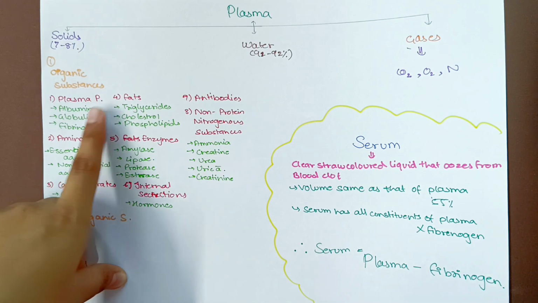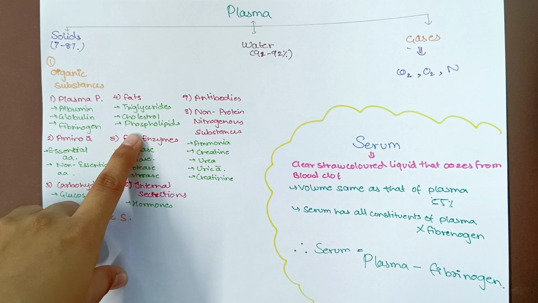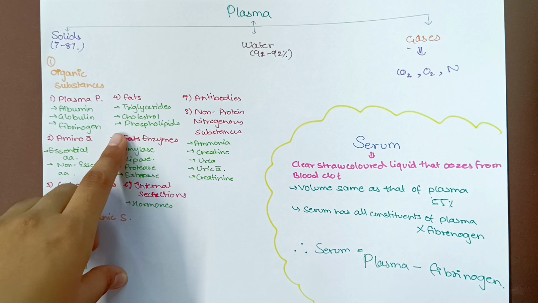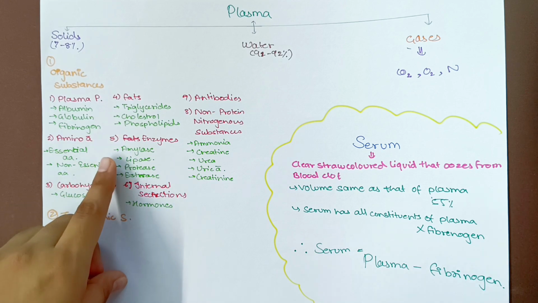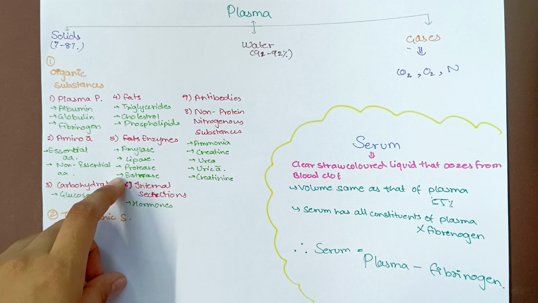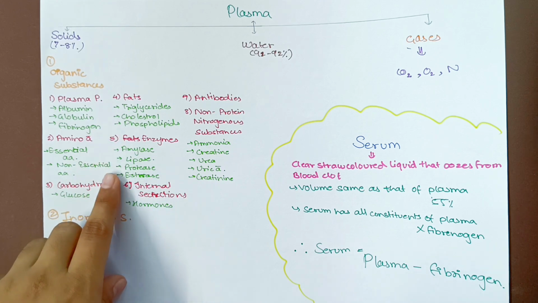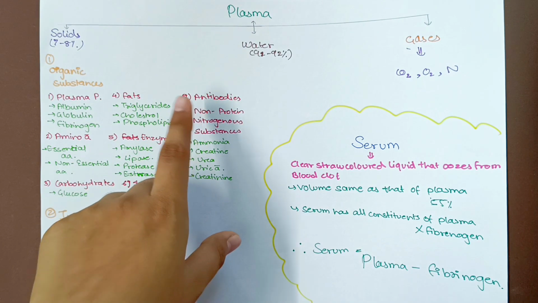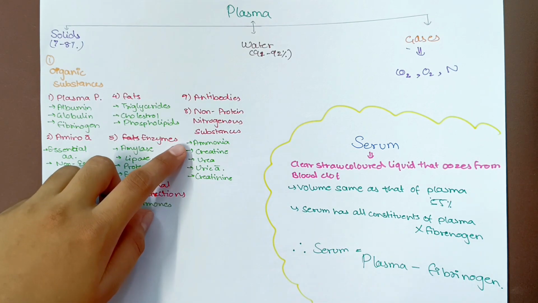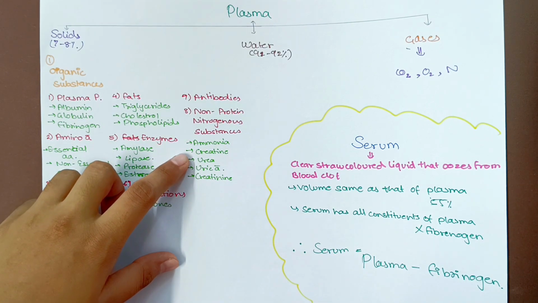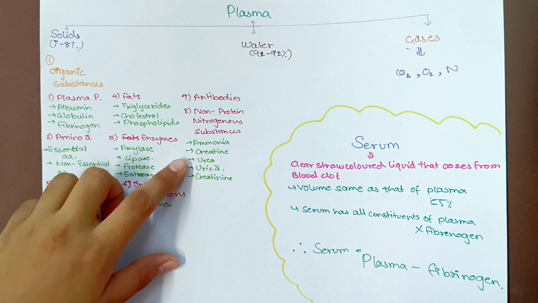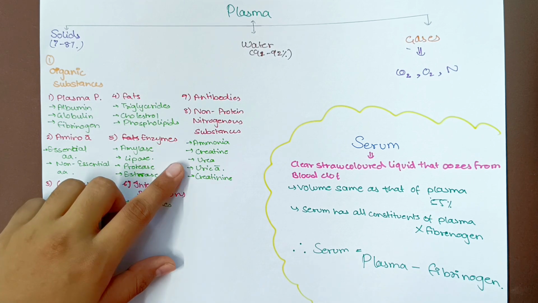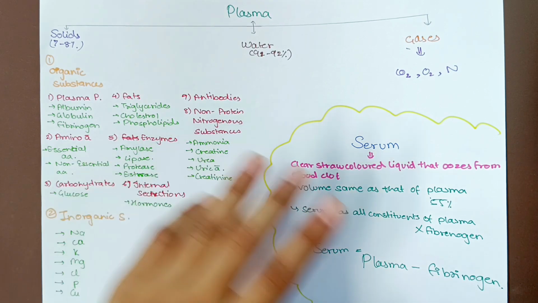Fats. Now what are the three fats that we have? Triglycerides, cholesterol, and phospholipids. What are the enzymes that we have? Amylase, lipase, protease, esterase. What are the internal secretions that we have? Hormones, antibodies, and the non-protein nitrogenous substances, which include ammonia, urea, uric acid, creatine, and creatinine. That's it.